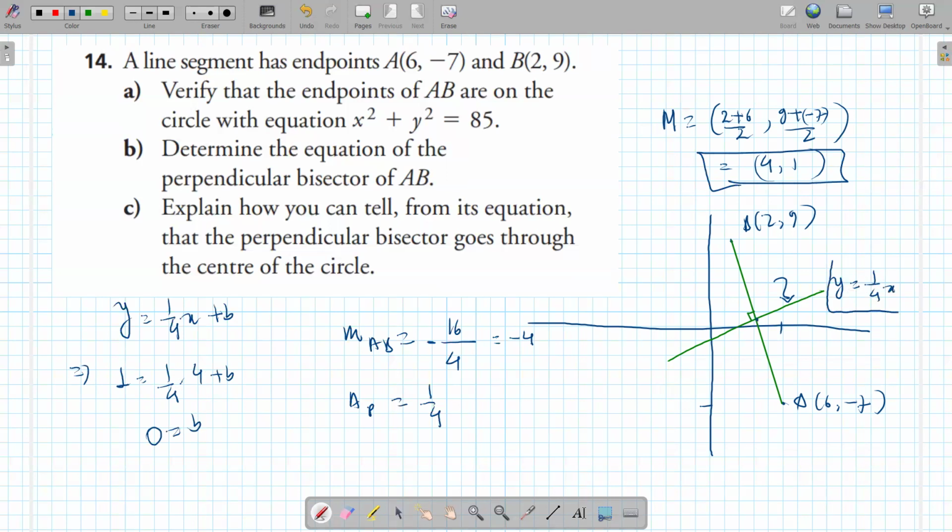And again, this is not to scale. That's why I didn't go through the origin here. So that is y = 1/4x. Explain how you can tell from its equation that the perpendicular bisector goes through the center of the circle.